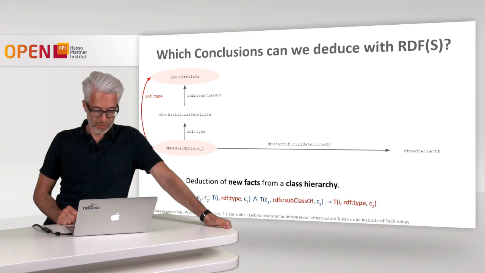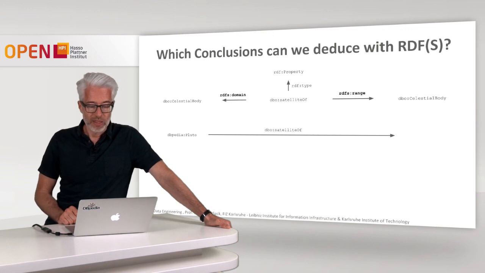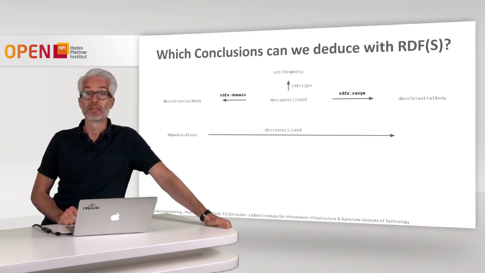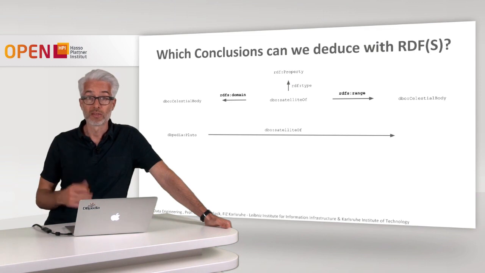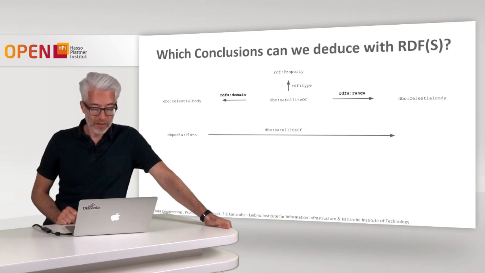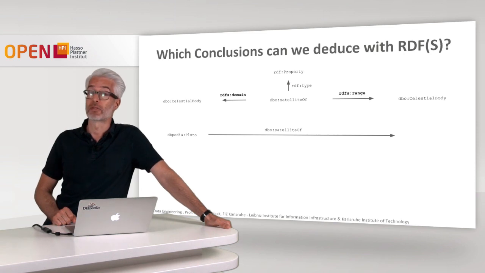So this is quite nice, of course. But there is more. Look at the following fact. We have here the definition of a property, which is DBO satellite of. This is of type property, and it has a domain and a range, and both are celestial body. And then we have a statement, a fact which says Pluto is a satellite of something, we have no idea what it is, so it's a satellite of a blank node.